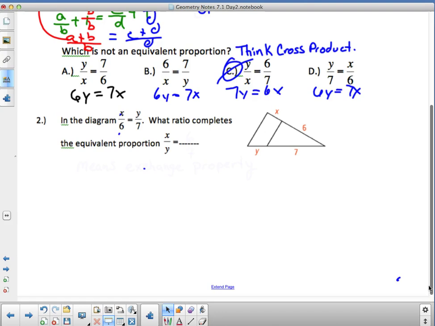And this next one, I want you to apply a property. Okay, please look at the diagram: x to 6 is equal to y to 7. What ratio completes the equivalent proportion x to y? And name the property you used. Go ahead.